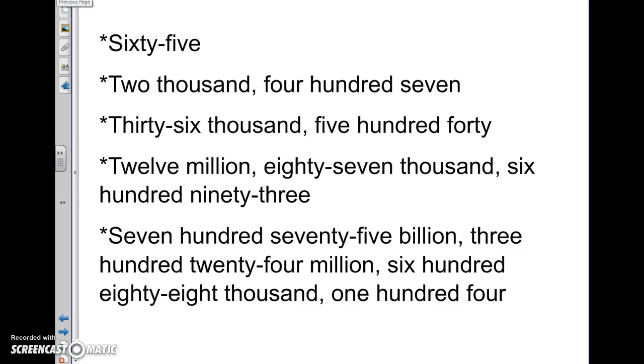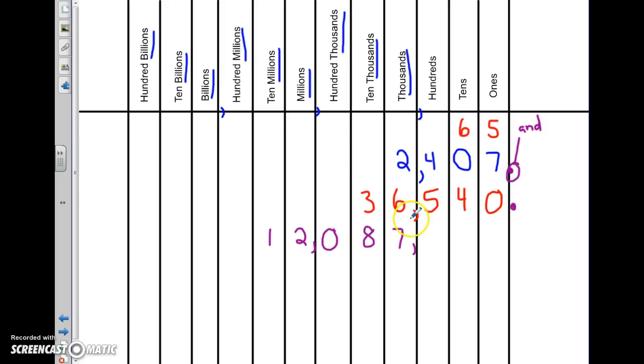693. So 6 in the hundreds place. 90 means 9 tens, and 3. Not "and" though. Okay. And the last one is a whopper.